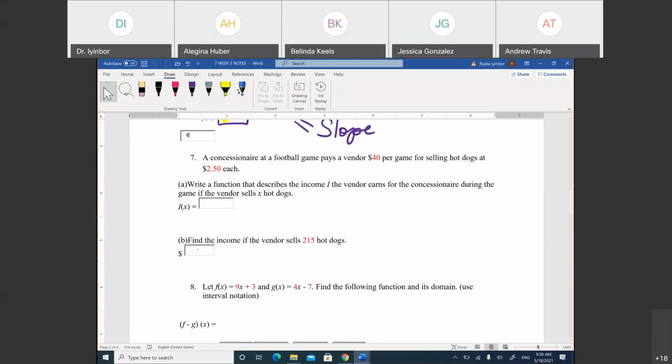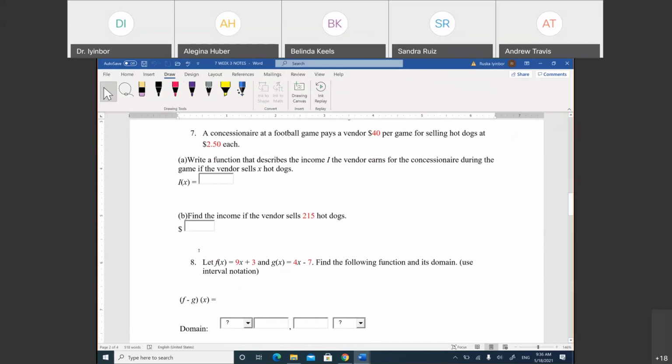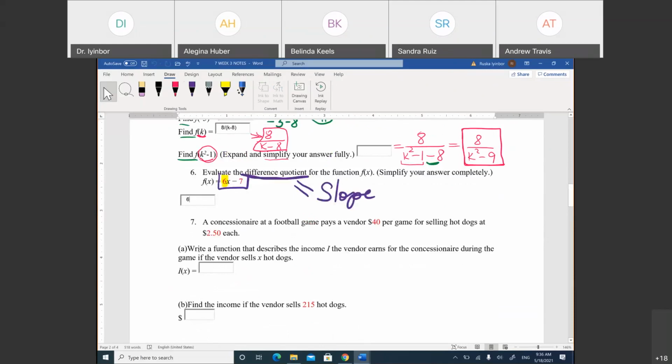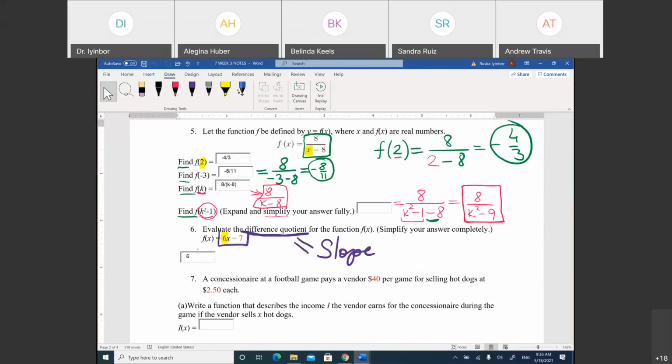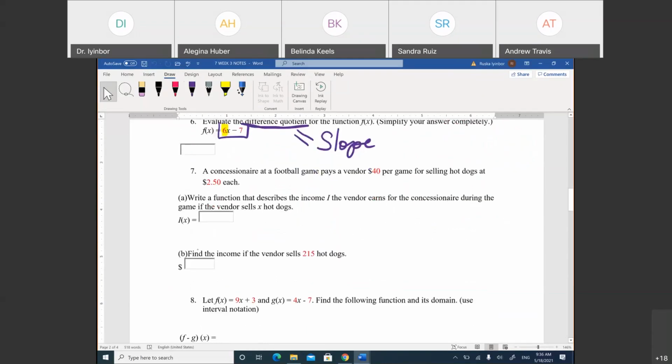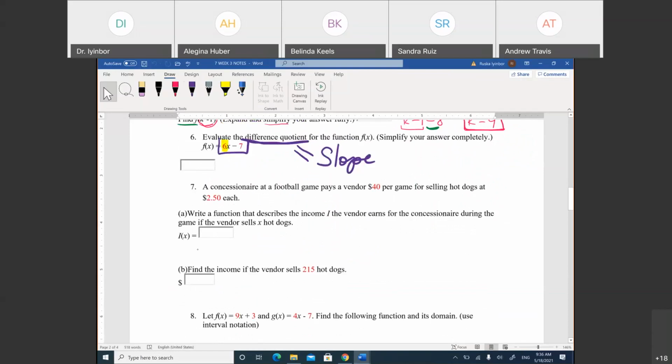Everybody so far so good? I have a question. Can we see that one more time, please? Yes. Somebody else have a question? Yes. So, difference quotient is the same as slope. Just finding the slope, the number in front of x. Yes. And that's what you put in the answer box. Okay, thanks. Anybody else? Some more questions or no?